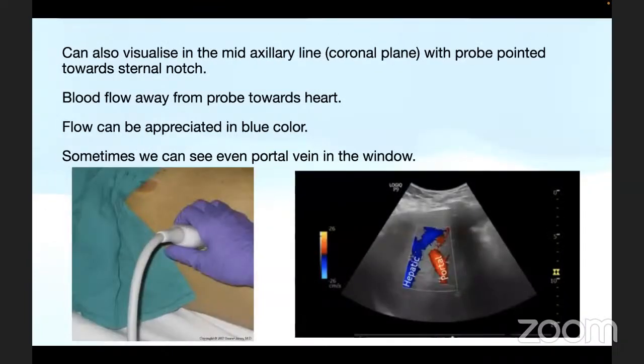There is also another option where you can visualize the hepatic and portal veins together in the mid-axillary line in the coronal plane, with the pointer pointing towards the sternal notch. Blood usually flows away from the heart, so it can be appreciated in blue color. Sometimes, as said, you can appreciate even the portal vein in the same window, which will reduce your time to look for the portal vein.